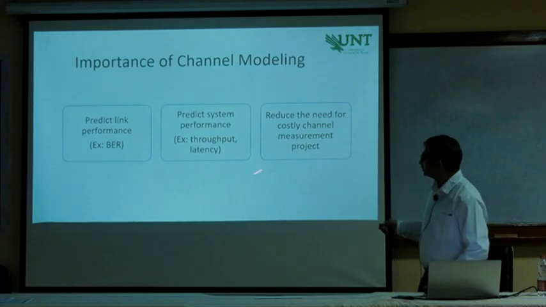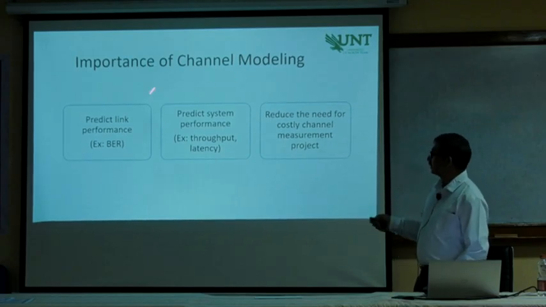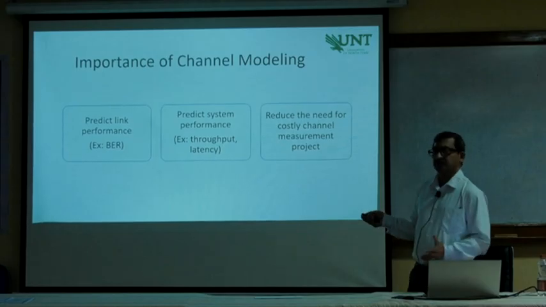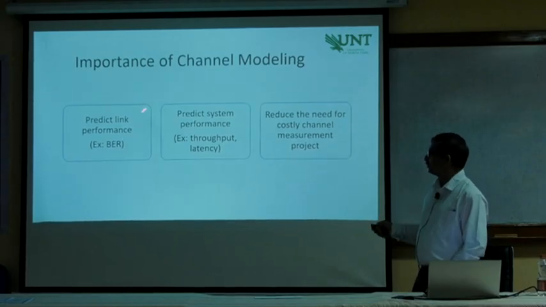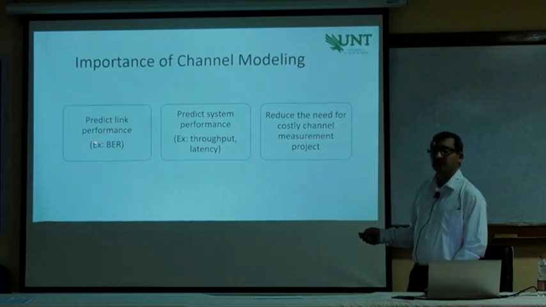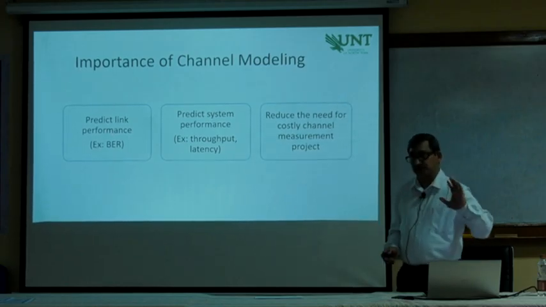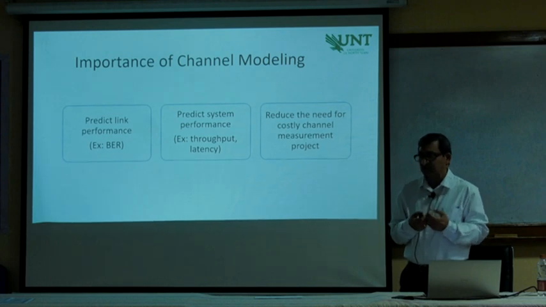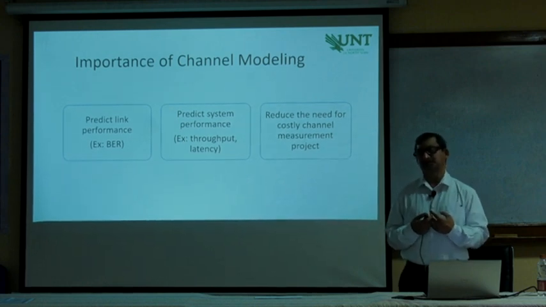So here are the reasons. With a channel model, it doesn't have to be perfect, but at least a reasonable channel model will allow us to predict the performance. What do you mean by performance? When I was talking to some student, I specifically asked, what do you mean by performance?